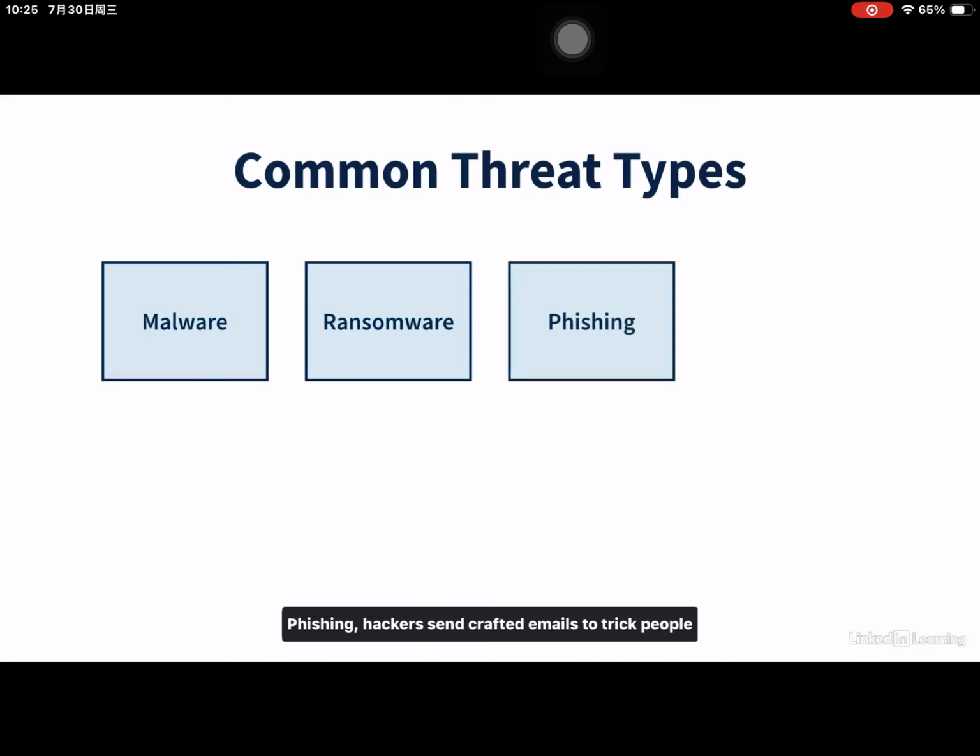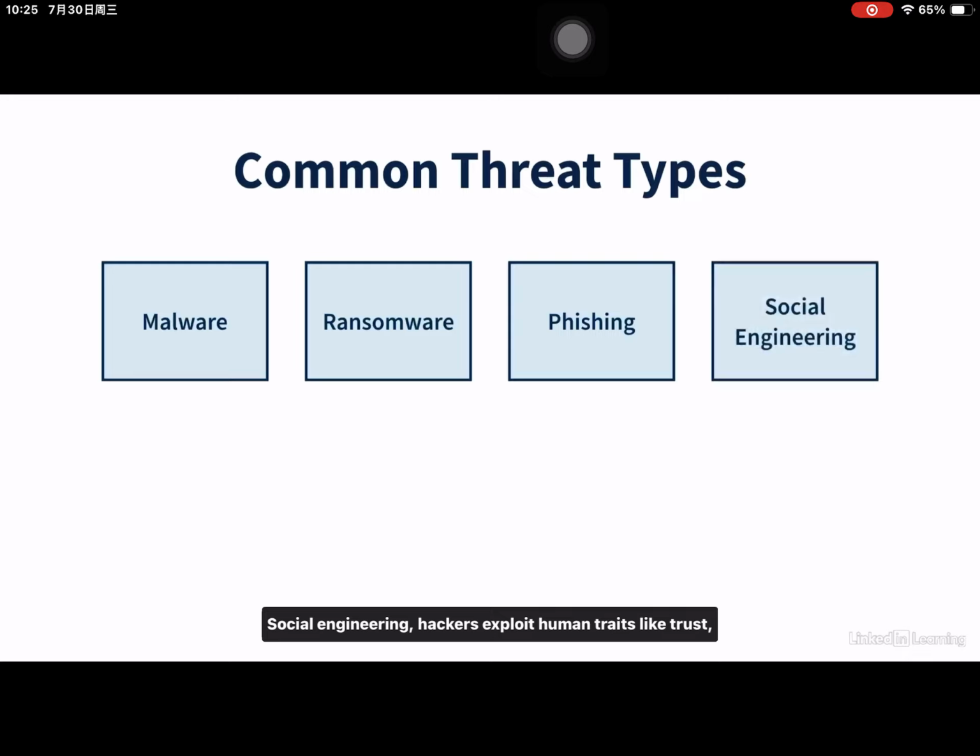Phishing. Hackers send crafted emails to trick people into clicking links or opening attachments. Phishing is a popular method for stealing confidential information. Social engineering. Hackers exploit human traits like trust, fear, and curiosity to manipulate people into disclosing confidential information or performing harmful actions.